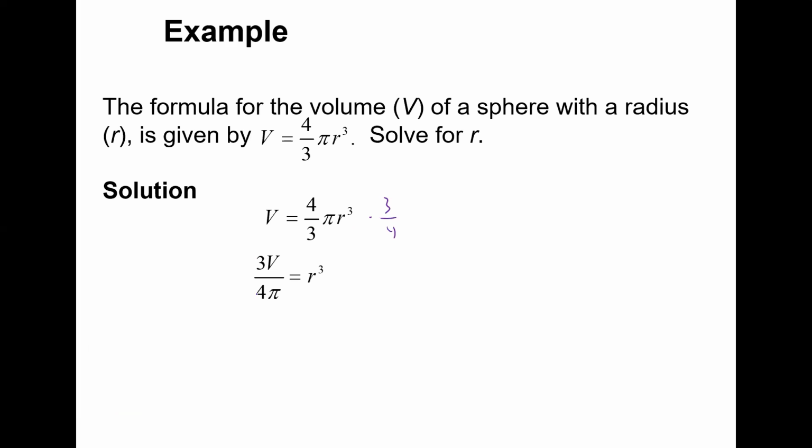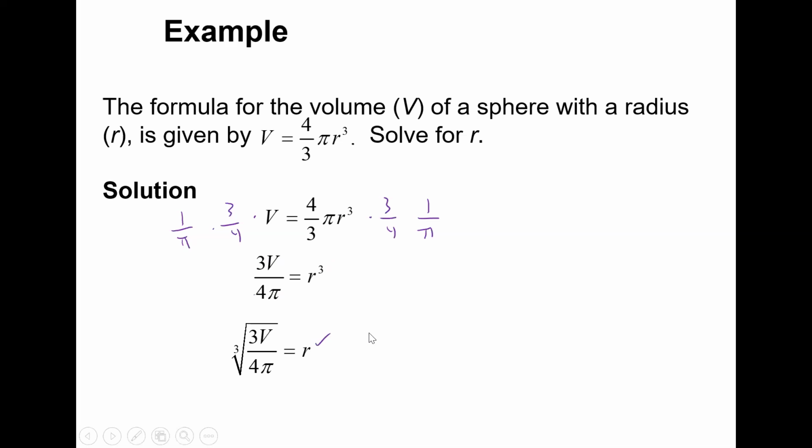And that's why there's 3 over 4 here, because you have to multiply both sides by the same thing. Here, to get rid of pi, we have to multiply by 1 over pi. And so basically we've multiplied by 3 over 4 pi, and then we still have our V. Now we need to solve for r, so we have to take the cube root. So we have the cube root of 3V over 4 pi is equal to r, and we have now solved for r.